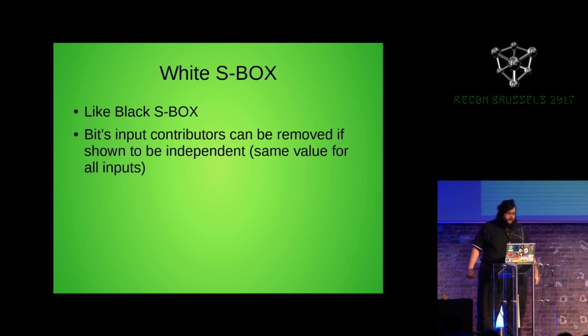And we also have a white S-box, which is the standard substitution box you can find, for example, in AES. And in this case, what we can try to do is find out if there are some bits that don't contribute to a specific output bit. This is usually the case on S-boxes like the ones that are used for Tiger, because Tiger S-boxes have 8 bits of input and they have 16 bits of output.